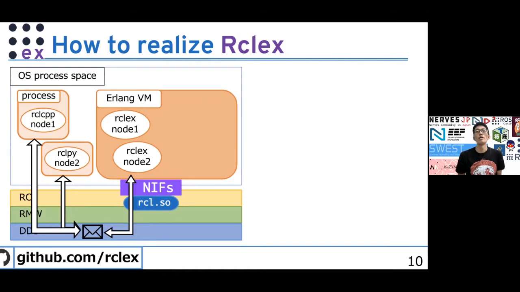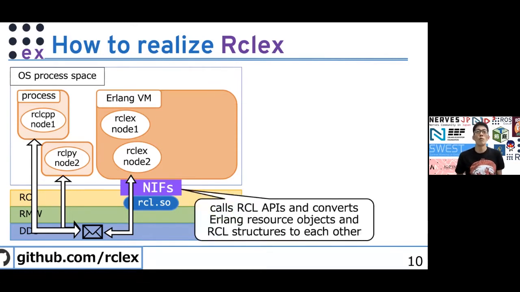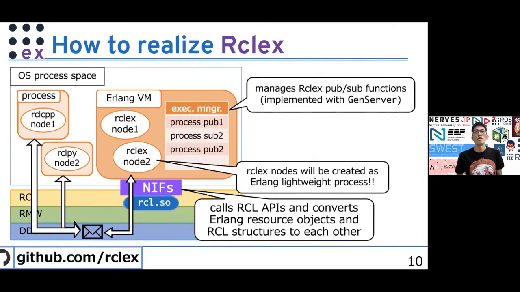However, some additional techniques are also required to realize RCLEX. First, we need to convert Erlang resource objects and RCL structures to each other. We added these conversion mechanisms into RCLEX. Second, RCLEX nodes are created as Erlang processes. We need to design an execution manager to handle the operation of PubSub functions. This manager is implemented with GenServer for now.